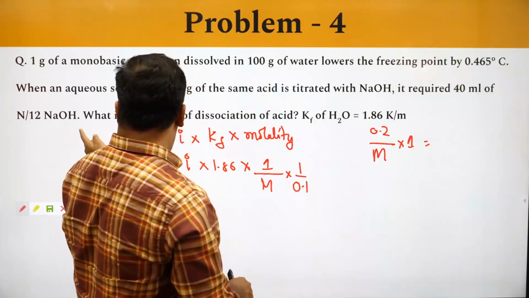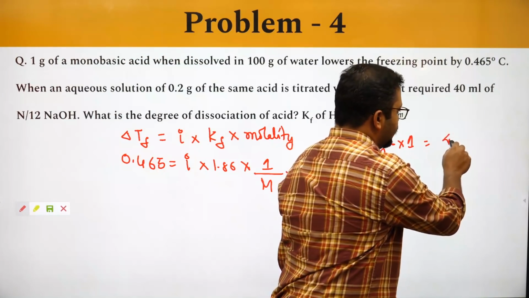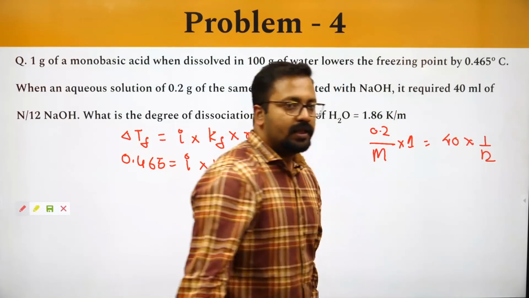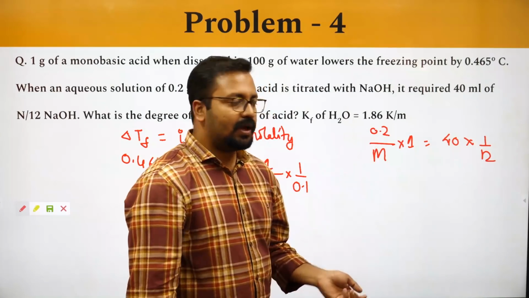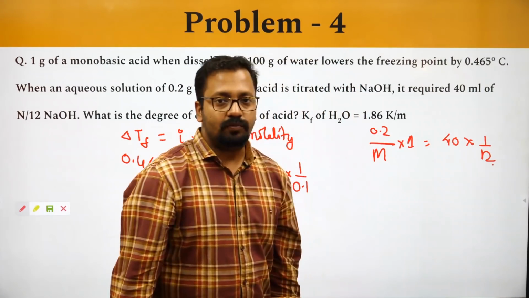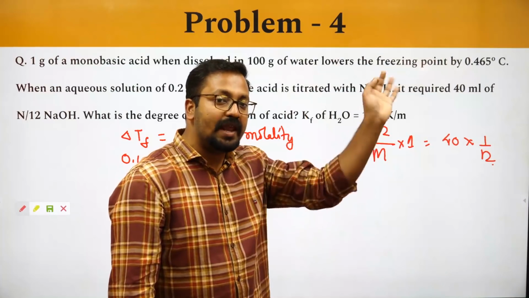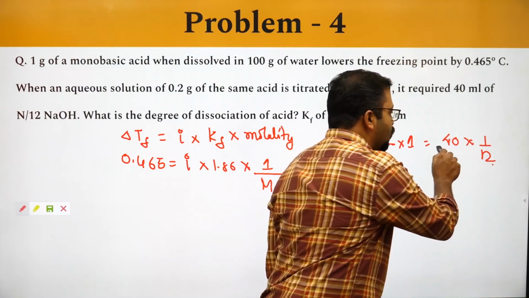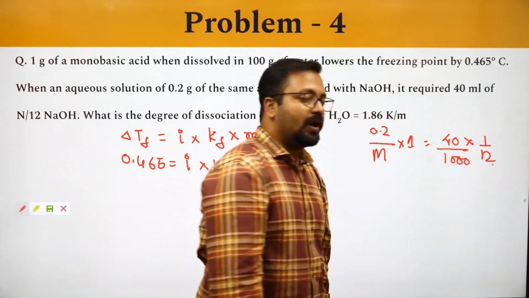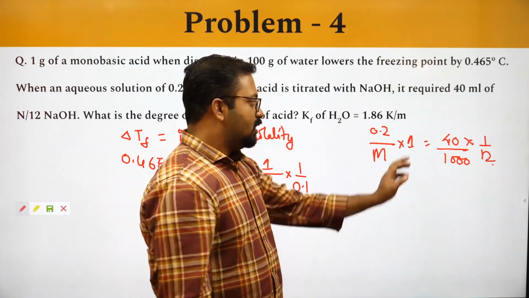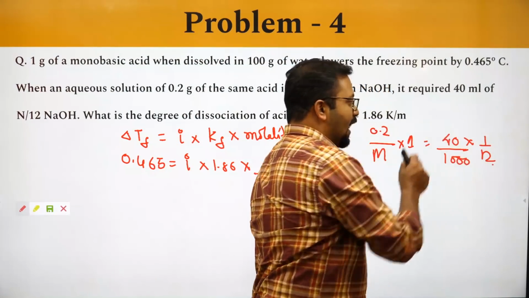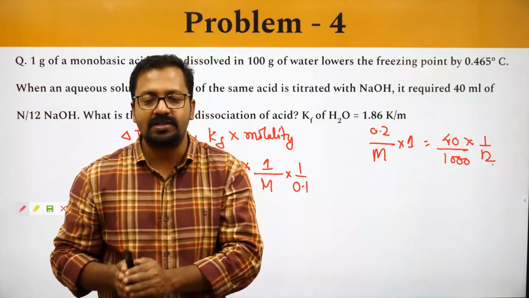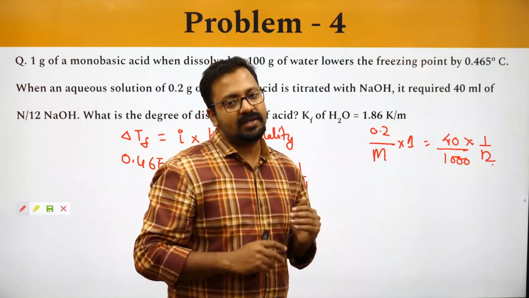Now 40 ml of N/12, that is normality. Normality is given, normality times volume gives the number of milliequivalents. If volume is given in milliliters, I'd have to divide it by 1000 to convert it into equivalents. So remember this: normality times volume in liters is equivalents. Normality times volume in milliliters is milliequivalents.